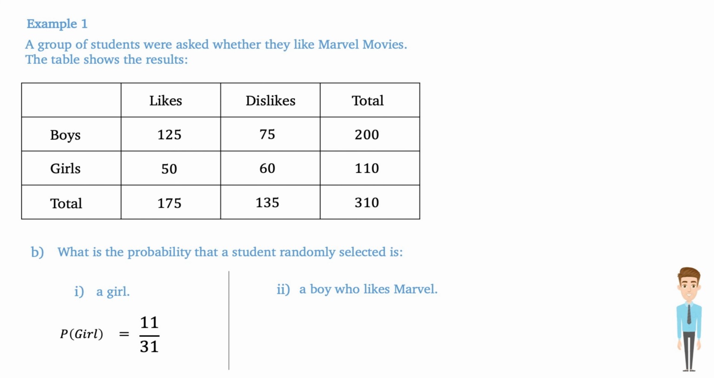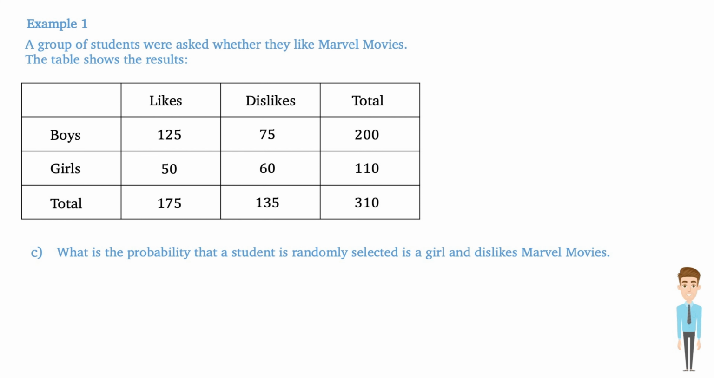In the next question, finding the probability of a boy who likes Marvel movies. We set up the fraction. For the denominator, it's the total number of people surveyed, which is 310. Now for the numerator, this is the outcomes we're interested in, which in this case is the boys who like Marvel movies, which is 125. Simplifying the fraction, we get 25 over 62.